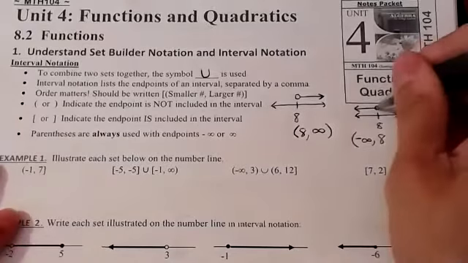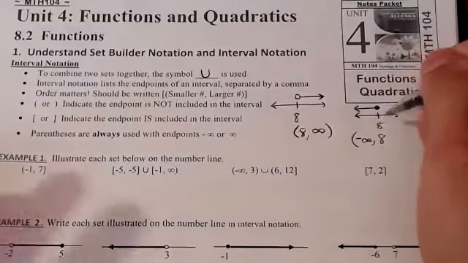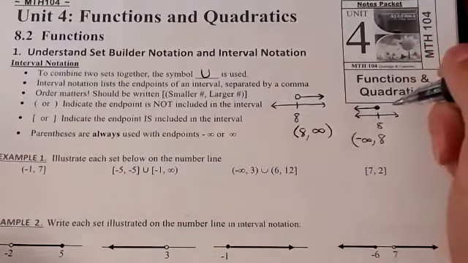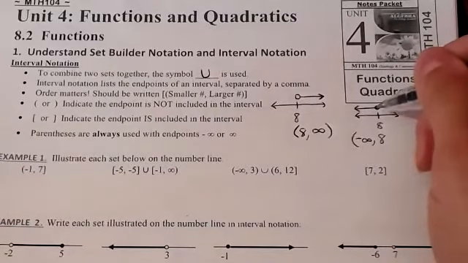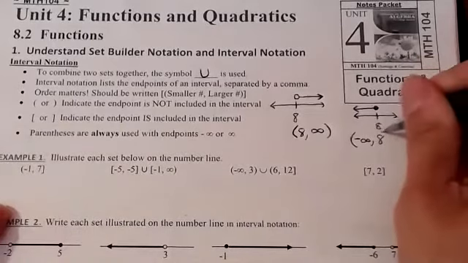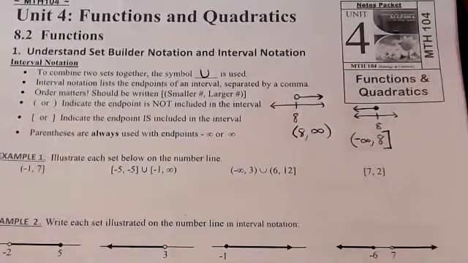But notice, because I have a closed circle over 8, that means I am also including 8 in my solution. When you recognize we have a closed circle here and we're including the value, that is when you will use a bracket. A bracket is used to denote closure, inclusion, okay? We're including that value. Good.